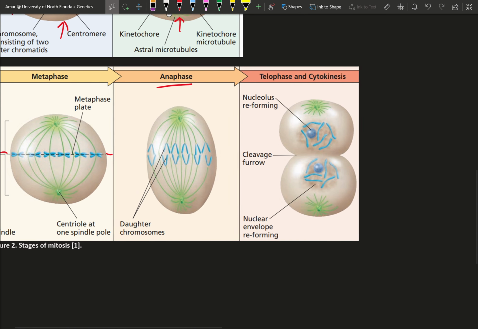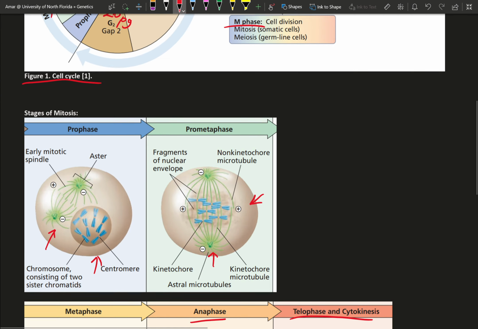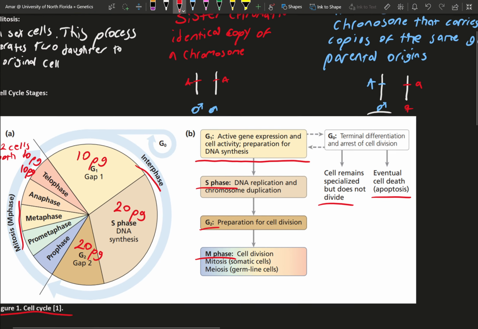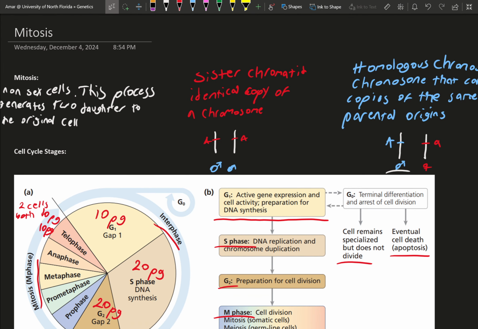And then telophase is where you reform into two different cells with a nuclear envelope reforming as well. But that's basically it. It's nothing too crazy so far for this chapter. And as we go into the next video, where we're going to go over meiosis, that's going to be a pretty simple video too, if you're comfortable with that.